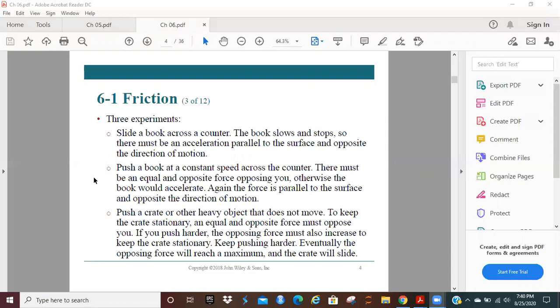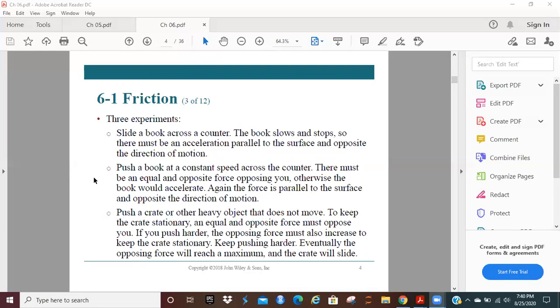So we've got 3 experiments here. If we take a book and slide it across the counter, we know that the book is going to slow down and eventually stop. So there has to be an acceleration that's parallel to the surface and opposite to the direction of motion. If we push a book at a constant speed across the counter, then there's got to be an equal and opposite force opposing you. Otherwise, the book would accelerate. So again, that force is parallel to the surface and opposite the direction of motion.